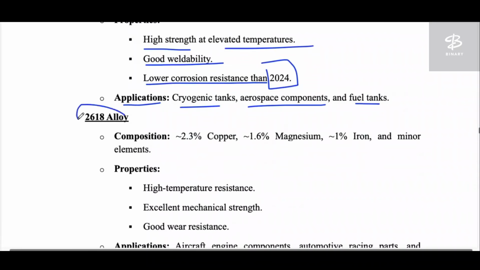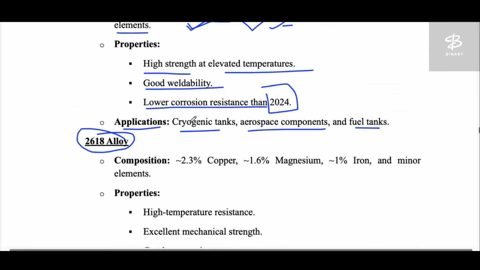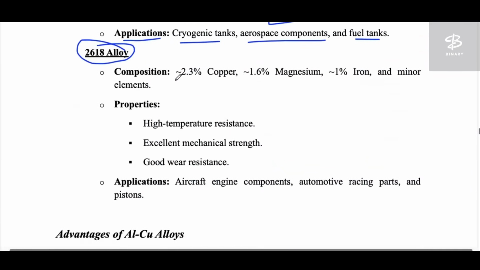Okay, now the third one is 2618 alloys. So the first one is 2024, the second one is 2219, and the third one is 2618. Here, in the composition, the carbon amount is less: 2.3% carbon, 1.6% magnesium, and 1% iron, and other minor elements. So here we can see the magnesium is more, right? In magnesium, we have 1.6%, though we only had 0.5% and 0.3% in the previous two, right?